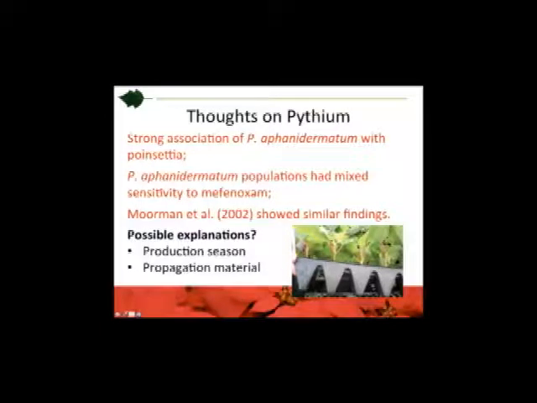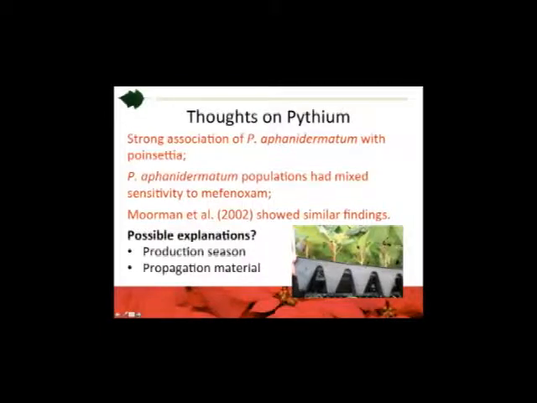So just a little bit to highlight some of the things that we found. There was a strong association of Pythium aphanidermatum with poinsettia. And these Pythium aphanidermatum populations did have a mixed sensitivity to mefenoxam. Now, Mormon et al. showed similar findings, not with the mefenoxam, but with finding Pythium aphanidermatum being very problematic and common on poinsettia. And so what are some of the possible explanations? Why do we tend to see aphanidermatum more than other species?